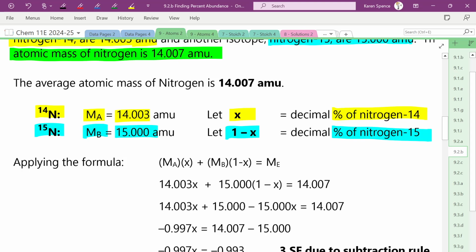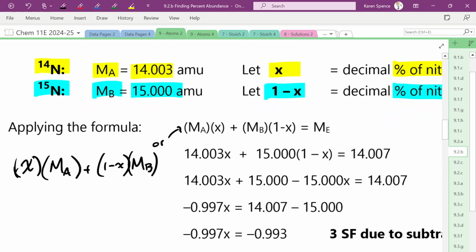And it doesn't matter whether you write it as X times mass of A plus 1 minus X times mass of B, or you could write it the other way. But I like putting the X second because then I end up with my mass of A, which is 14.03, and then I have my X after it.